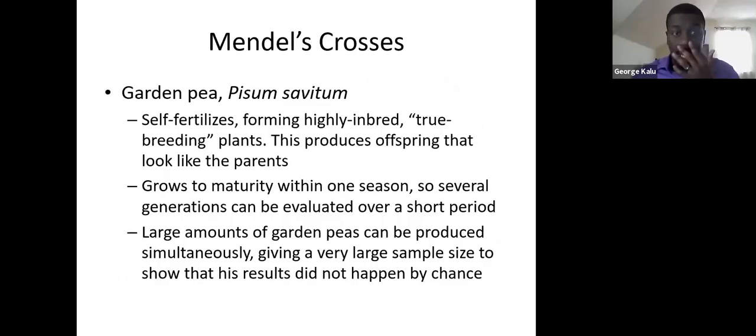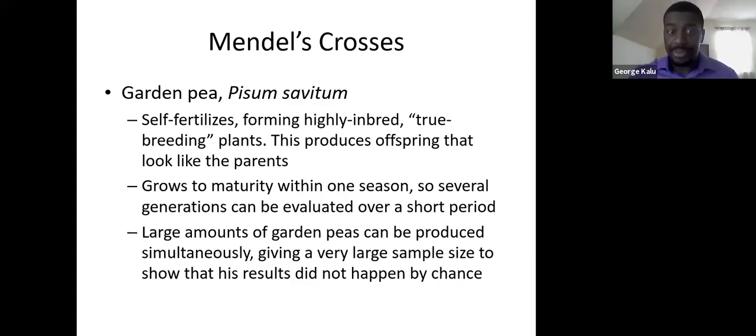So the pea plant that he decided to use was called the garden pea, or Pisum sativum, and this had three different advantages. Number one, it self-fertilizes, meaning that it's able to fertilize itself and produce offspring from its own self. This would allow you to produce these inbred, true breeding plants and produce offspring that look exactly the same as the parents. That's number one.